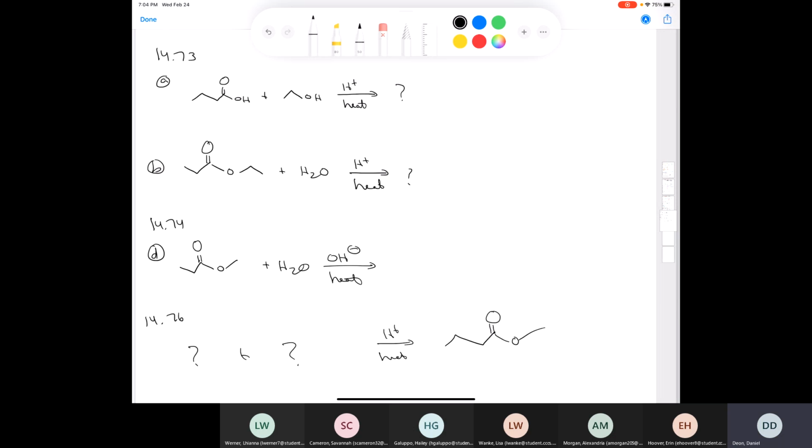So this is where I take a carboxylic acid. We have a carboxylic acid plus an alcohol. And I put it in acid and I heat it up. So this is an esterification reaction.